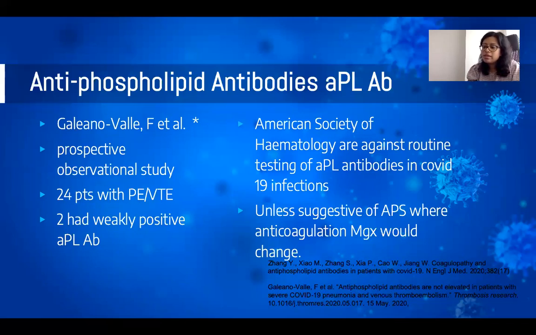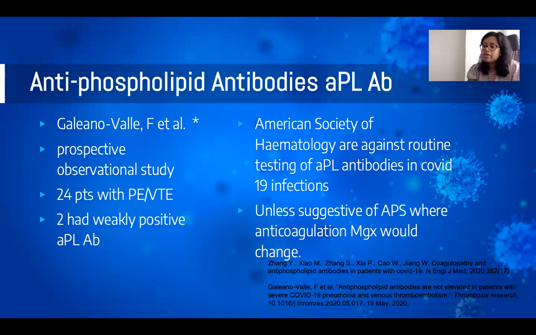So the best evidence I could find to answer my clinical question was from Galliano Valli and team in Madrid, who did a prospective observational study looking at all patients admitted to their hospital in Madrid over a 3-week period with PCR or CT diagnosed COVID-19 pneumonia, and with symptomatic and radiological evidence of DVT and PE. So they were screened for antiphospholipid antibodies, beta-2 and anticardiolipin. They were not tested for lupus anticoagulant as they were quickly put on anticoagulation.